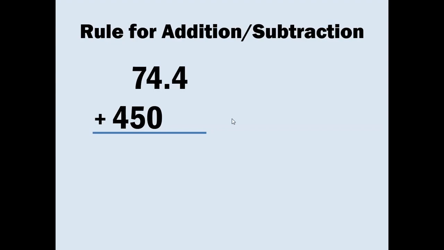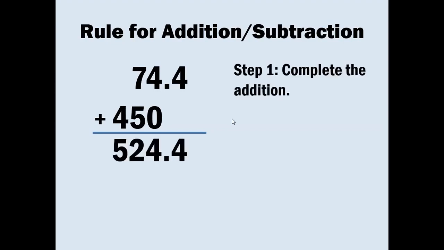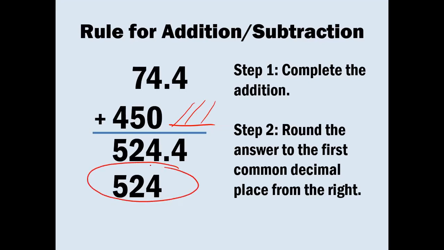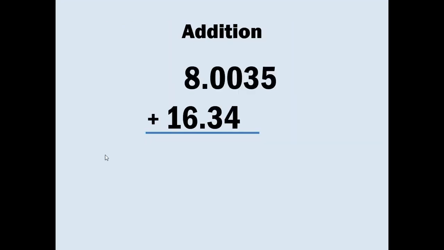So when we're looking at the rules for addition and subtraction, what we're going to do is always complete the addition as you always have. And now we're going to evaluate the answer for how many significant figures the value has. When we're doing addition and subtraction, that value is going to be rounded to the first common decimal place for both of the values. And so if we look at the system here, the 450 does not have any decimal places, and so we cannot include any within our answer. And so when we round our final answer up or down, we're going to get that to a whole number value, 524.